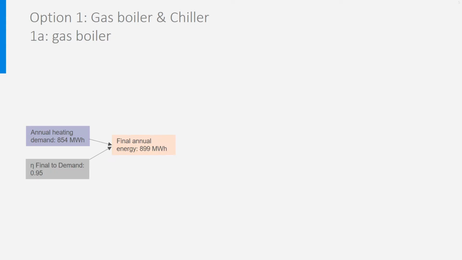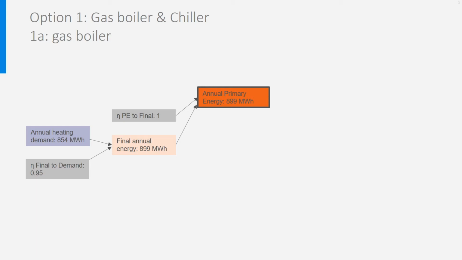Let's start with the gas boiler and the chiller and study first the gas boiler. The final annual energy is therefore 854 divided by 0.95, which is 899 megawatt hour in the form of gas. Gas is a primary resource, therefore eta PE to final is 1. And the annual primary energy is 899 divided by 1 equals 899 megawatt hour.